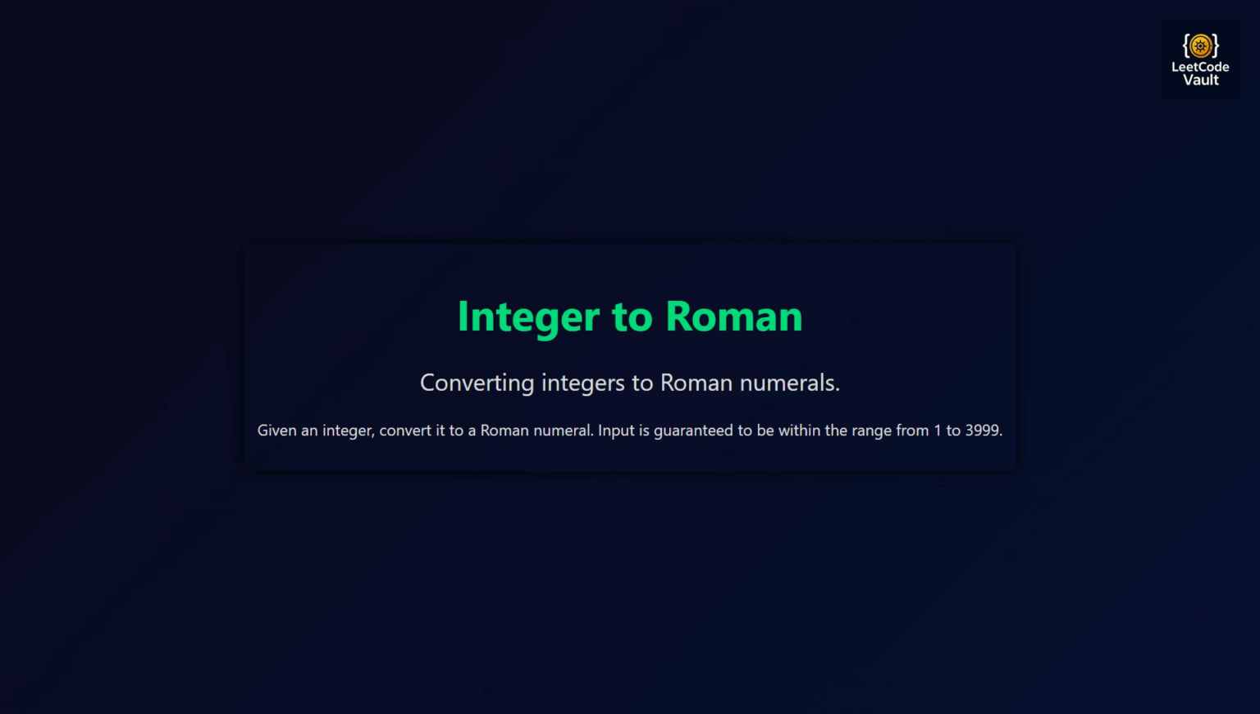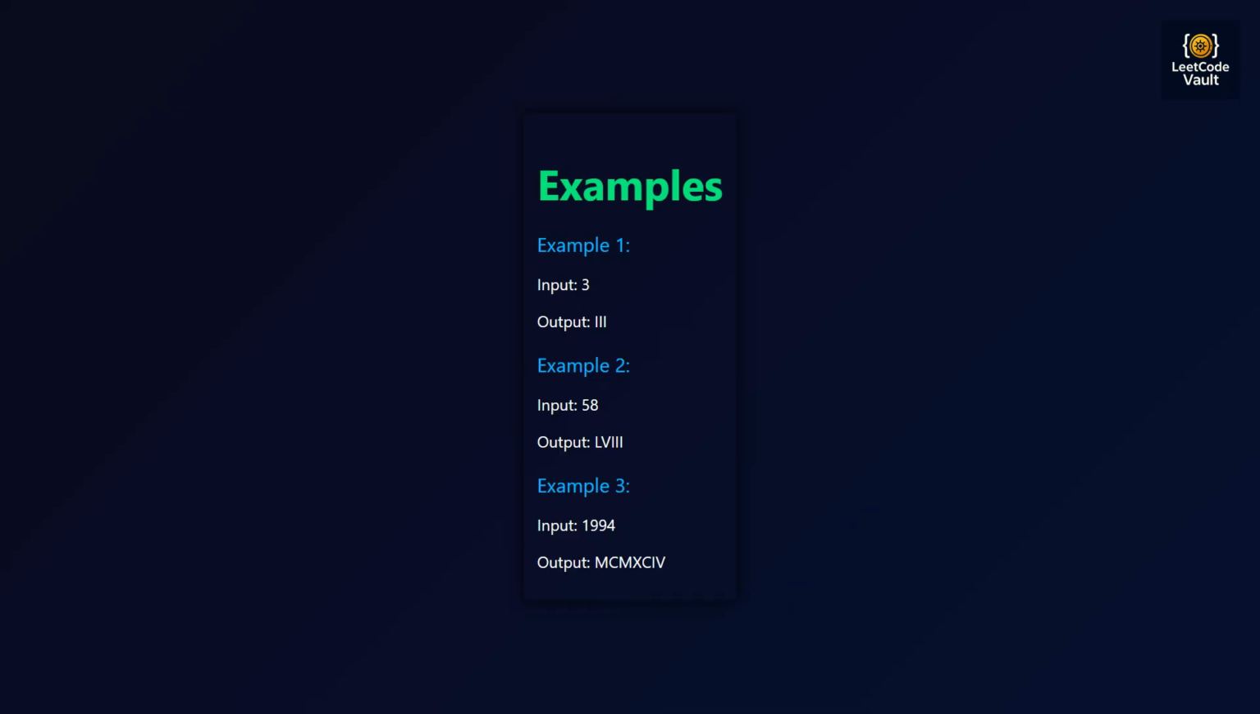The input will always be a positive integer, and you can assume that the input number will be within the valid range for Roman numeral representation. Let's dive into some examples to solidify our understanding. Understanding with examples. Let's look at a few examples.